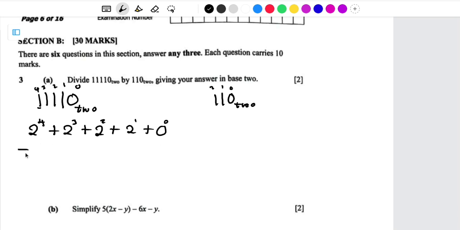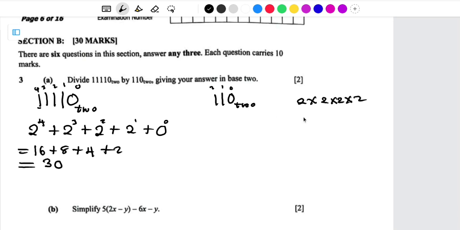So let's start with this one. This one is going to give us 16. This one is going to give us 8. This one is going to give us 4. This one is going to give us 2. Then when I add, what am I going to get? I'm going to get 30. So it's just very easy. Just multiply 2 four times. So you say 2 multiplied by 2 multiplied by 2 multiplied by 2. You're going to get 16.